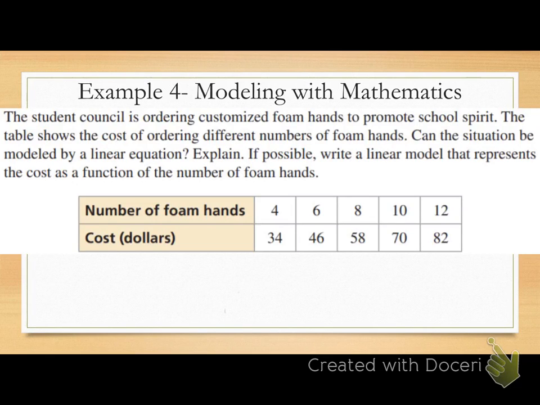The student council is ordering customized foam hands to promote school spirit. The table shows the cost of ordering different numbers of foam hands. Can the situation be modeled by a linear equation? Explain. If possible, write a linear model that represents the cost as a function of the number of foam hands. What's the very first thing it asks?